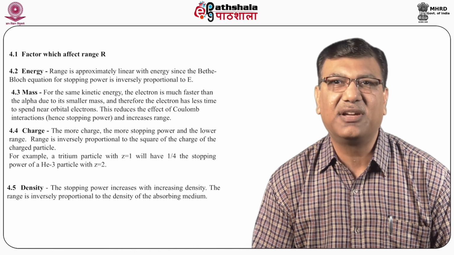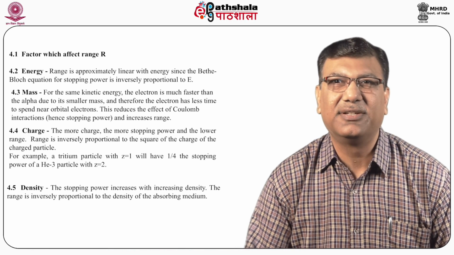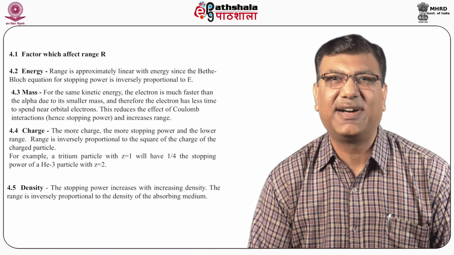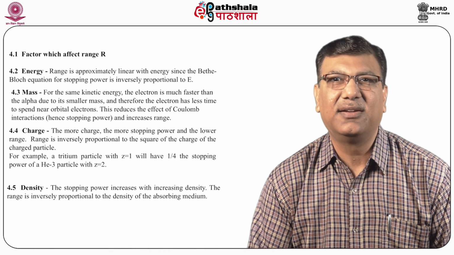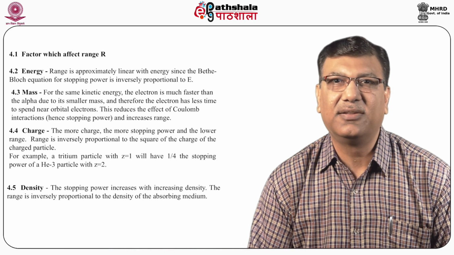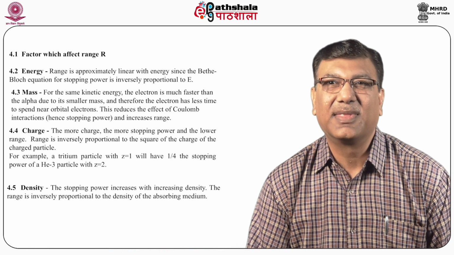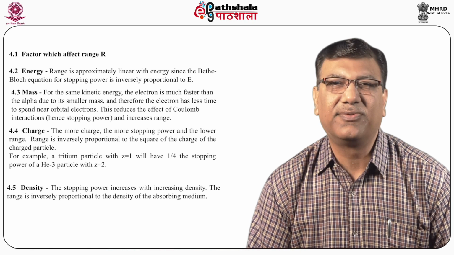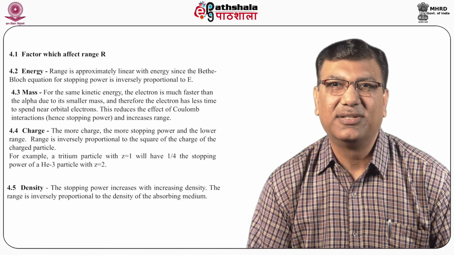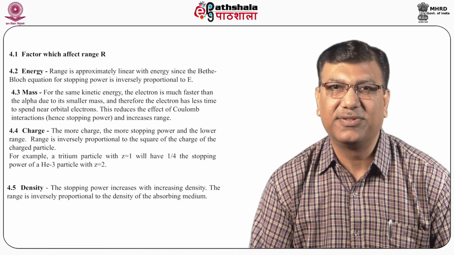The second parameter which affects range is mass. For the same kinetic energy, the electron is much faster than the alpha due to its smaller mass, and therefore has less time to spend near orbital electrons. This reduces the effect of Coulombic interactions, hence stopping power, and increases the range.